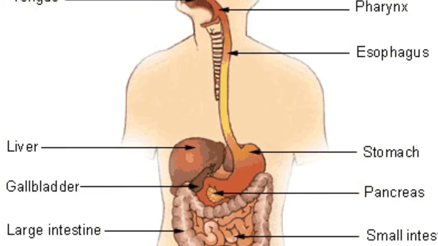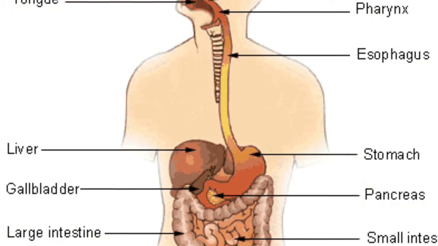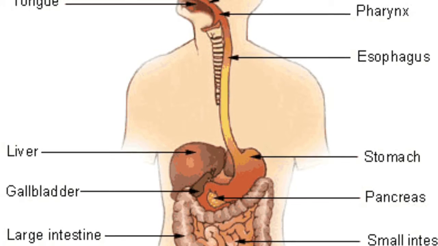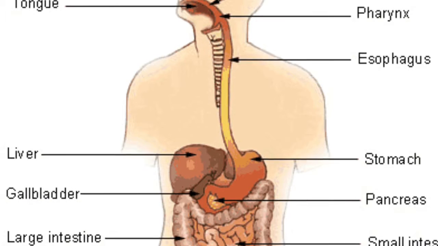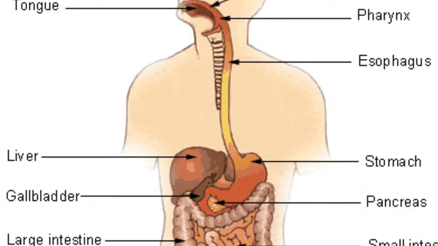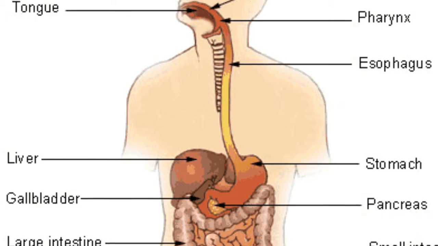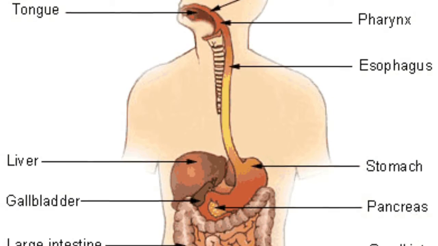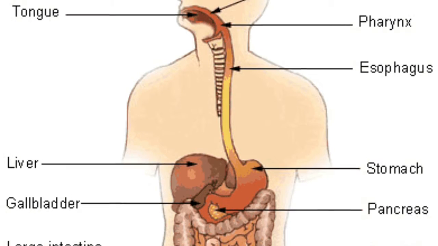Next, we have the small intestine, which breaks down food using enzymes released by the pancreas and bile from the liver. Then we have the pancreas that secretes digestive enzymes into the duodenum, the first segment of the small intestine. Next, the liver. The liver has multiple functions, but its main function within the digestive system is to process the nutrients absorbed from the small intestine. Then the gallbladder that stores and concentrates bile.